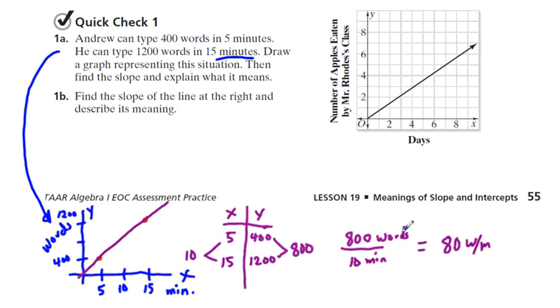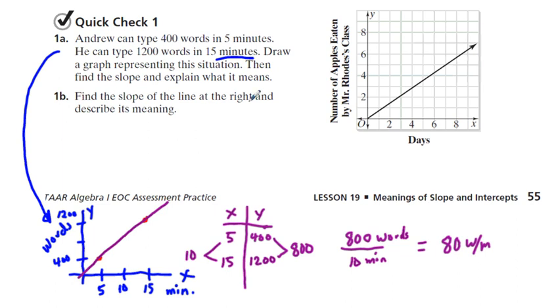Okay. So it means that for every minute that Andrew types, he will, on average, type 80 words. It doesn't say on average, it's actually what it is, if this is the exact relation.